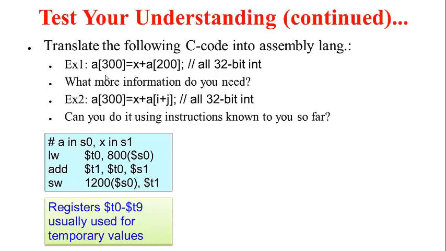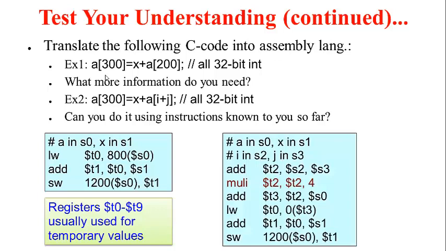Continuing along the same lines, now translate this statement A300 equals X plus A of I plus J, assuming again that all of these are 32-bit integers. A is an array of 32-bit integers, X is a 32-bit integer, and so are I and J. Can you do it using the instructions known to you so far? Let's give it a try. You can assume that I corresponds to register $S2 and J corresponds to register $S3.